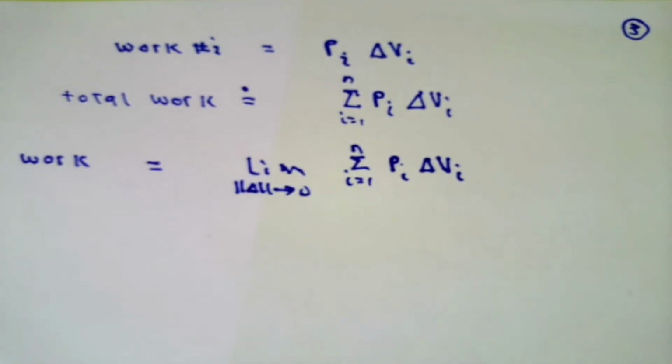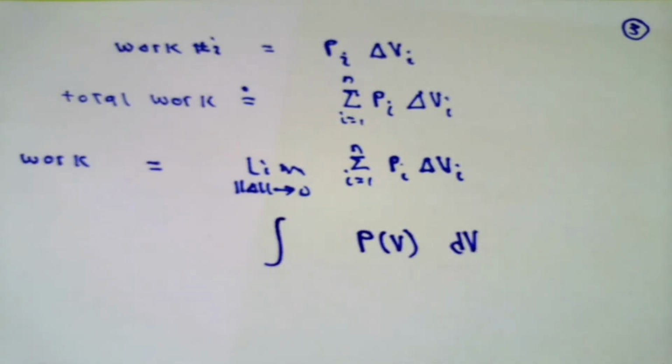We add up all the contributions. To make our approximation perfect, we take the limit as all of the changes in volume tend to zero, which, if you remember, the change in volume is a constant times the change in x. So this is equivalent to the x's all having their little delta x's tend to zero as well. This turns into an integral.